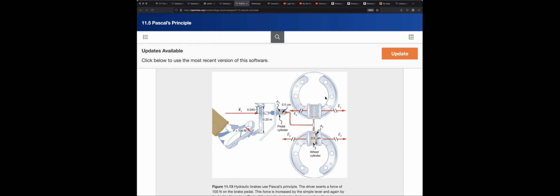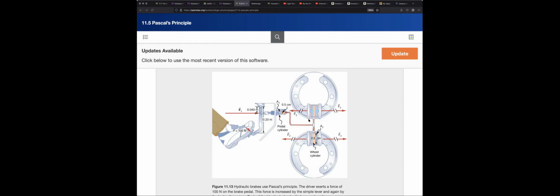You have a small cylinder and a big cylinder. You apply a small force here. The amount of force that you put here is maybe 100 newtons, maybe 200 newtons if you really slam on the brake. Not much force here. Certainly not enough to lift you off the ground. But the amount of force on this end is so much bigger. And it has to be, because to stop your car, you need a lot of force. This has to be a huge amount of force.